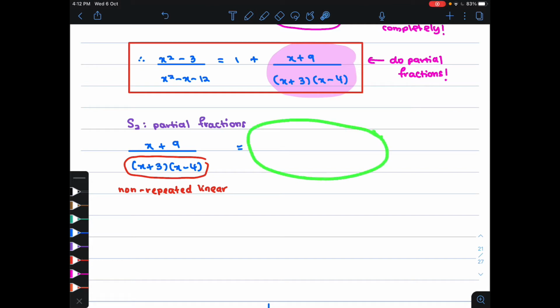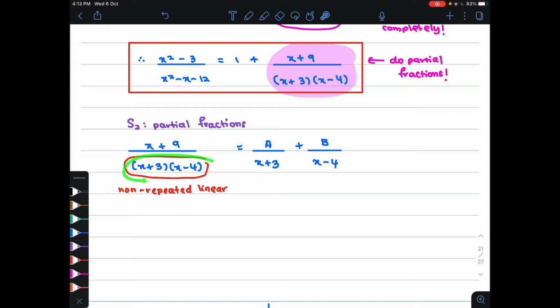We need to write the fractions for the right hand side here. We have x plus 3, so write down something divided by x plus 3. And we have x minus 4, so just write down plus something divided by x minus 4. So what do we put in the spaces here? For linear, always write a constant in the spaces. So we're going to have constant A and constant B.